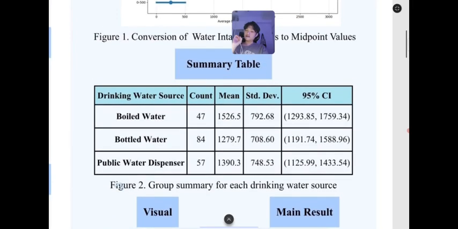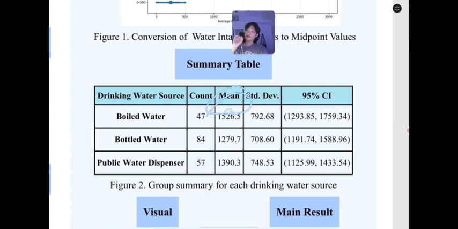Figure 2 shows what our data look like. You can see three different ways that students get their water. We have the sample number from each group: for boiled water we have 47, for bottled water we have 84, and for public water dispenser 57.